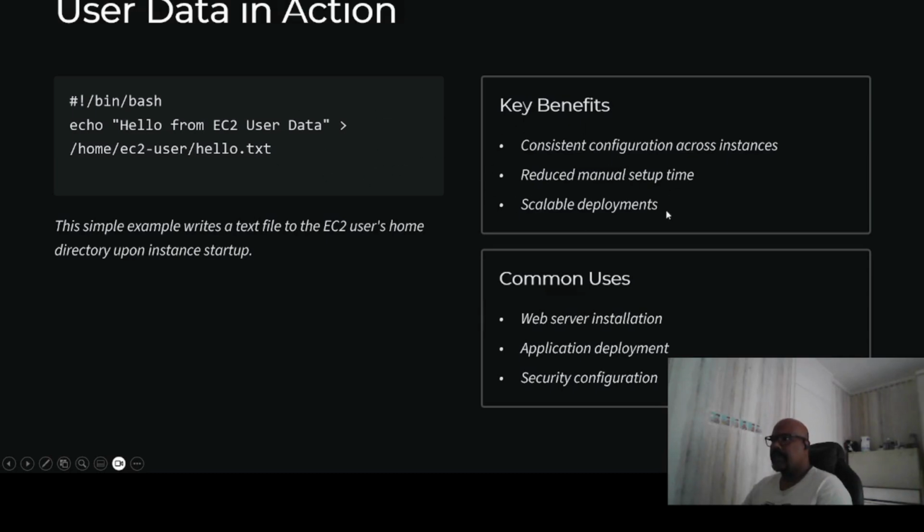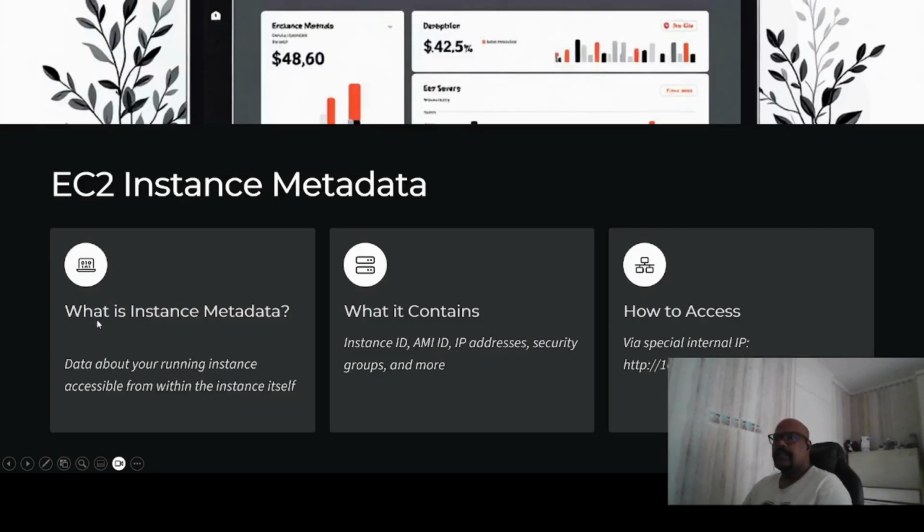What are the key benefits? It mainly reduces manual setup of the web server, application deployment, and security configurations. Okay, next is metadata. What is metadata? Data about the running instance. For example, if you launched some AMI image, metadata tells you the instance ID, AMI ID, what IP address it is running on, and what security group it belongs to.